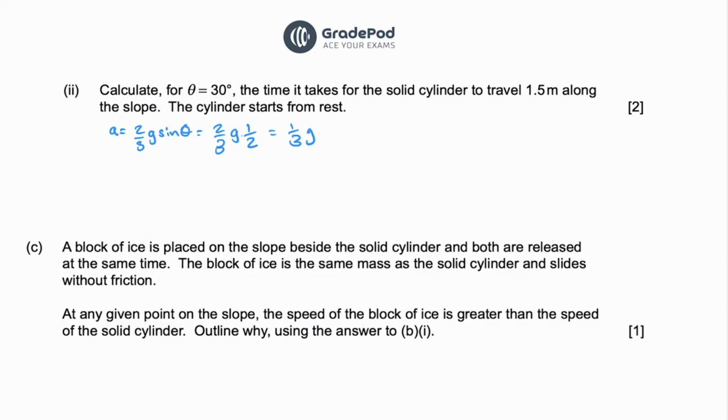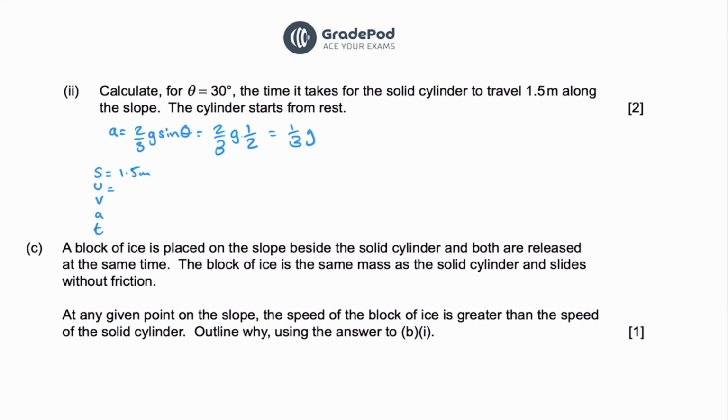We want to find the time. We're going to use SUVAT equations, aren't we? We know that the distance is equal to 1.5 metres. It starts from rest, so u is 0. V, we don't know, we don't really care. a is equal to 1/3 g, and t is what we want to know. So s equals ut plus 1/2 at squared. 1.5 equals 1/2 times 1/3 g times t squared.